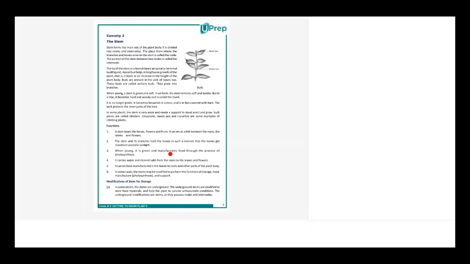The stem actually holds the rest of the entire plant, or all the parts of the plant are being held by the stem, right? So now one thing scientifically which we need to understand is what are nodes and what are internodes.